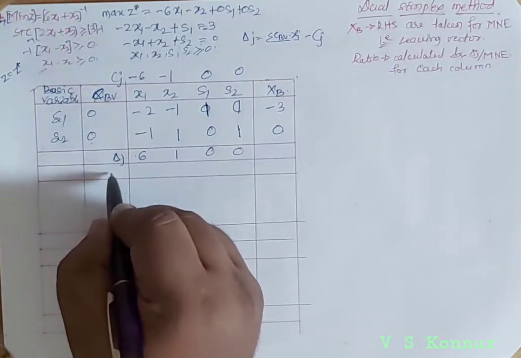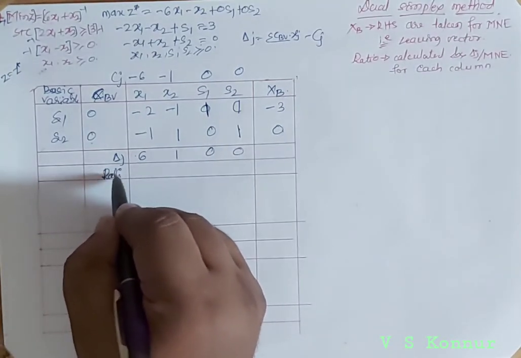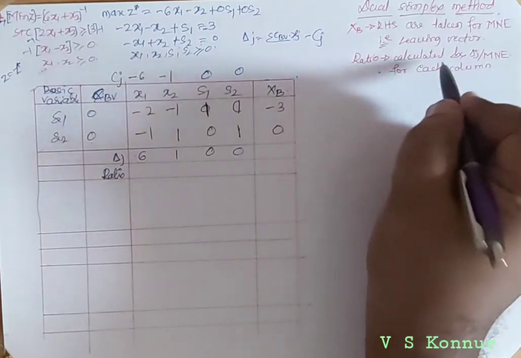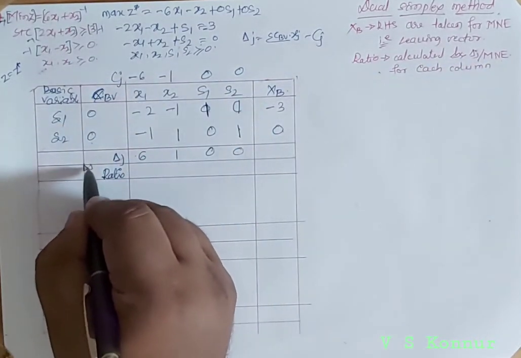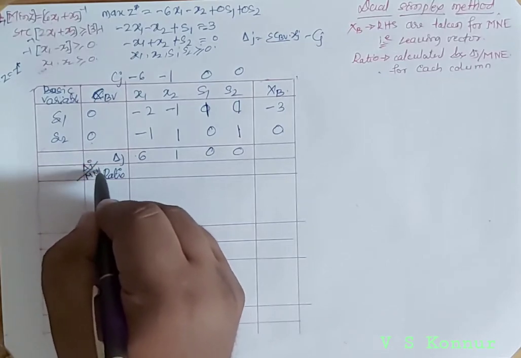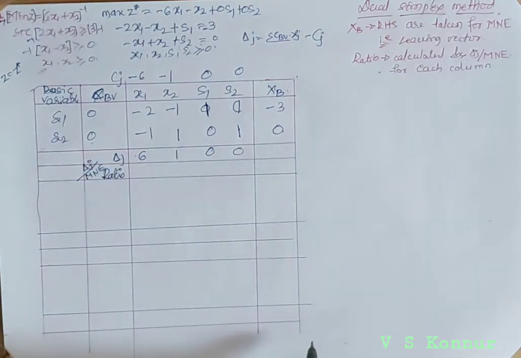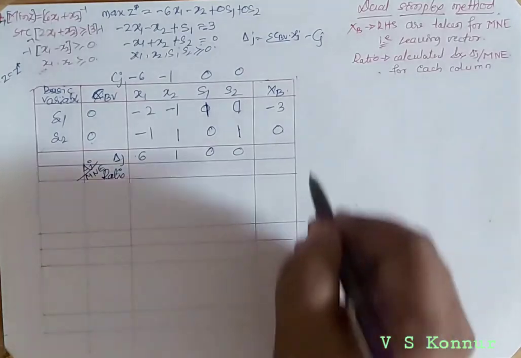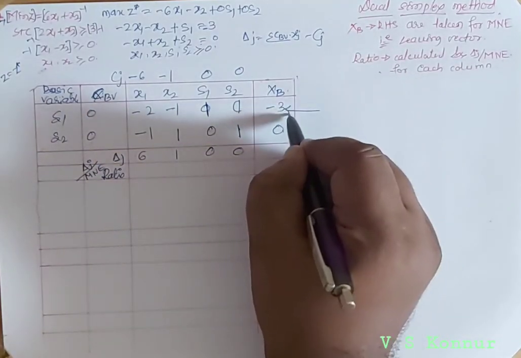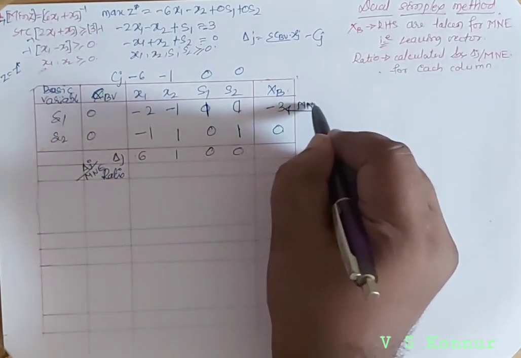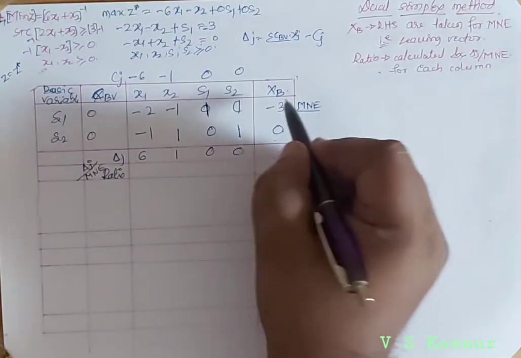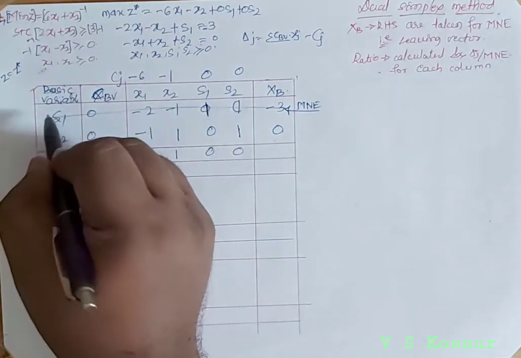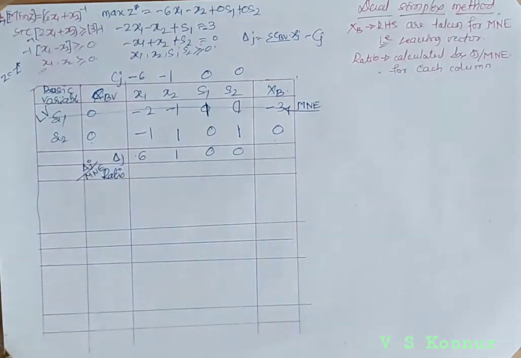Then another one you have to calculate here, the ratio. The ratio is calculated by, as I have written here, delta J divided by the most negative element. Here, the most negative element we should get from the XB. From XB you have to consider the most negative element. This is 0, so only -3 is called the most negative element. That will give you the leaving vector.